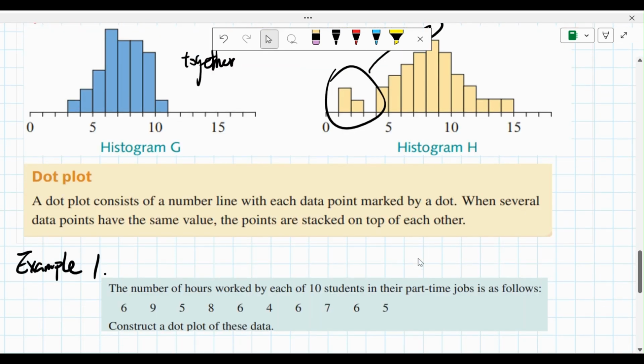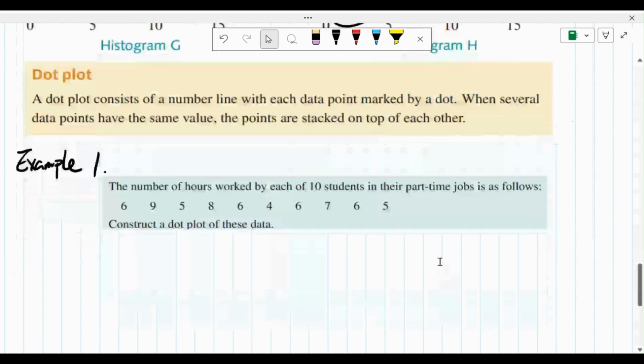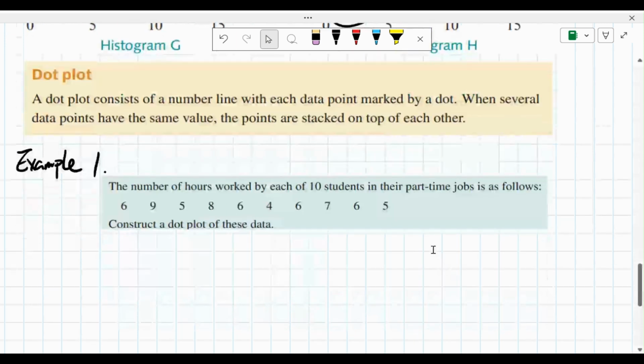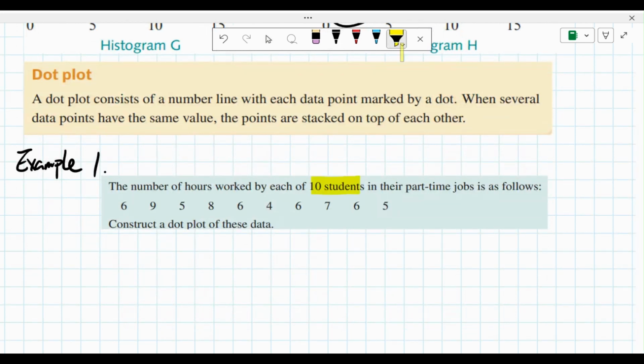And the dot plot, we can use data points and mark a dot for each one. Where there are several data points with the same value, the dots are stacked on top of each other. Let's have a look. Let's start with an example of a dot plot. The number of hours worked by 10 students in a part-time job is given. Construct a dot plot of this data.